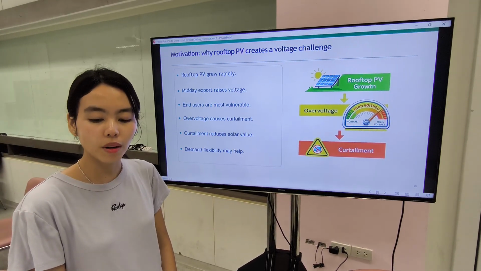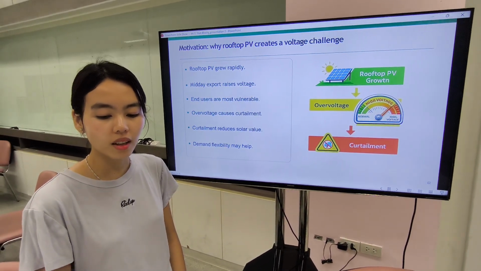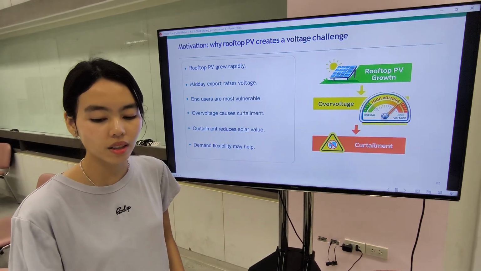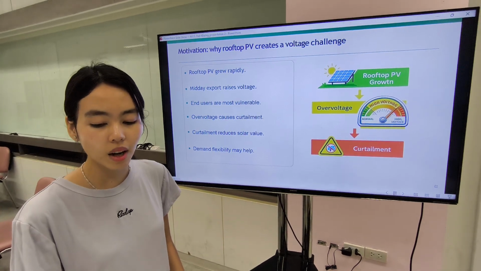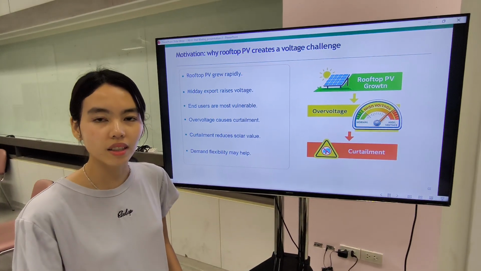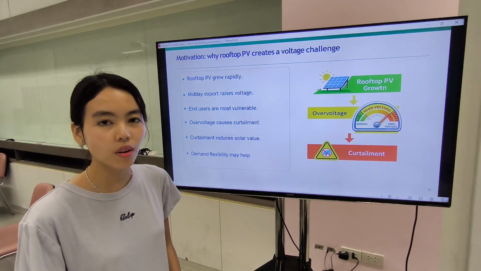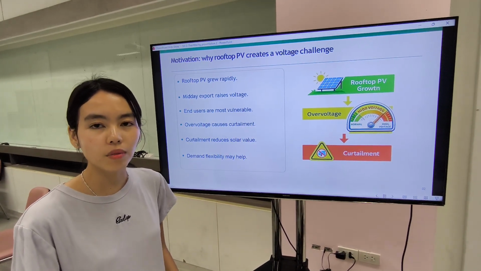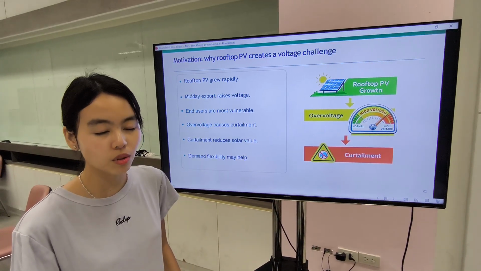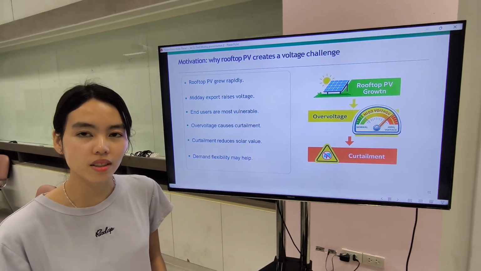Nowadays, many rooftop solar panels are growing rapidly. This is good for clean energy, but it also creates a voltage problem because at midday, many solar panels produce a lot more electricity, and if houses do not use that power, they send extra power back to the grid. So this can cause over-voltage. And this problem is more serious for customers who are far from the substation. So they have to reduce their solar power output, and this can cause loss of profits for the customer.